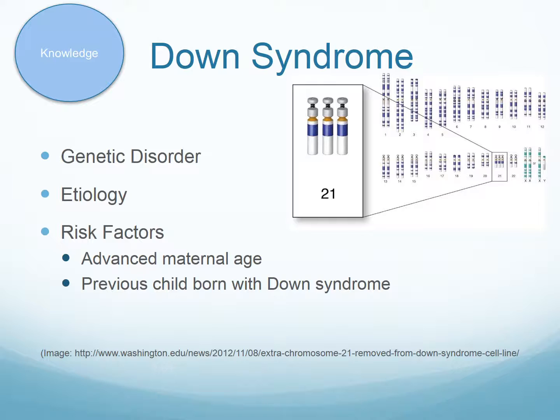Down syndrome is a genetic disorder caused by abnormal cell division that results in an extra chromosome 21. This causes lifelong intellectual disability and developmental delays. Down syndrome is the most common genetic chromosomal disorder. Risk factors for Down syndrome include advanced maternal age and a previous child born with Down syndrome.